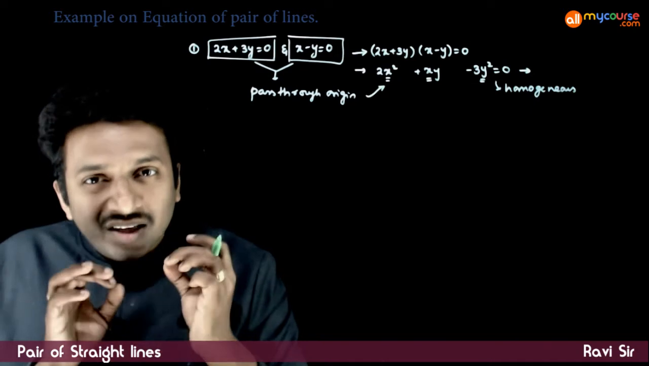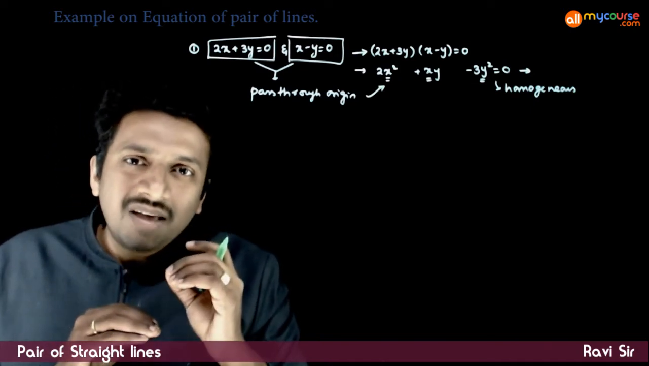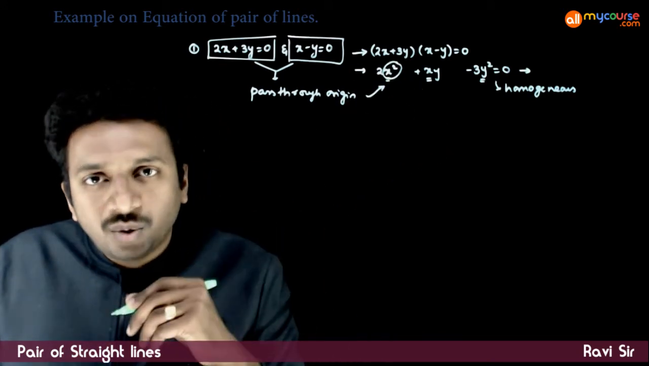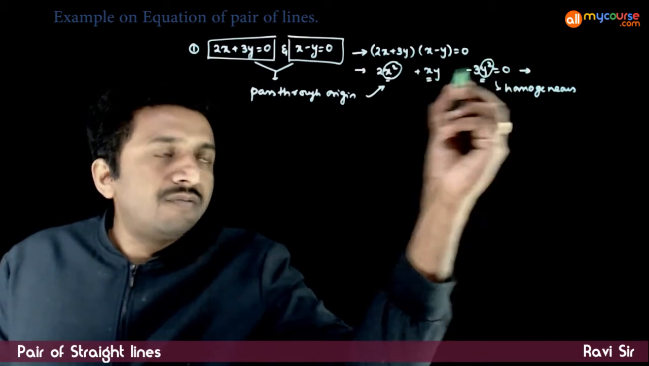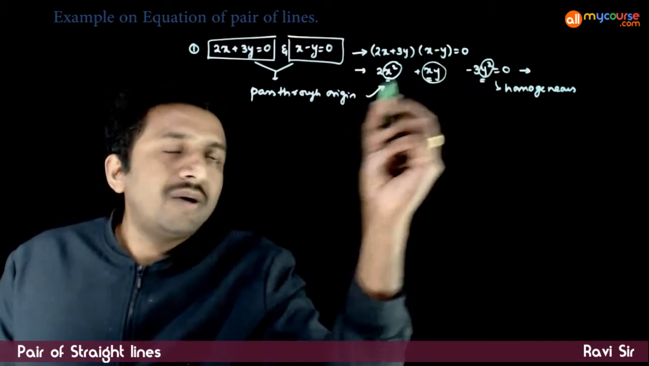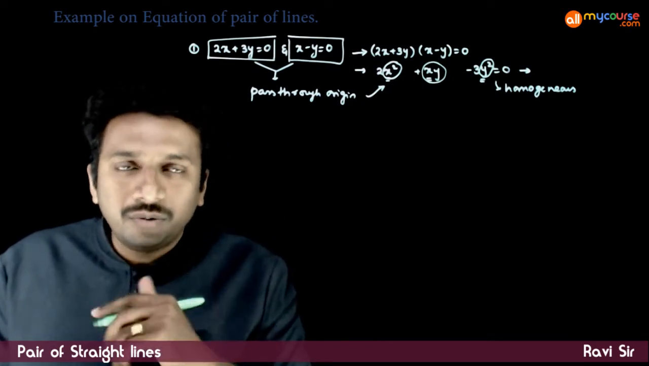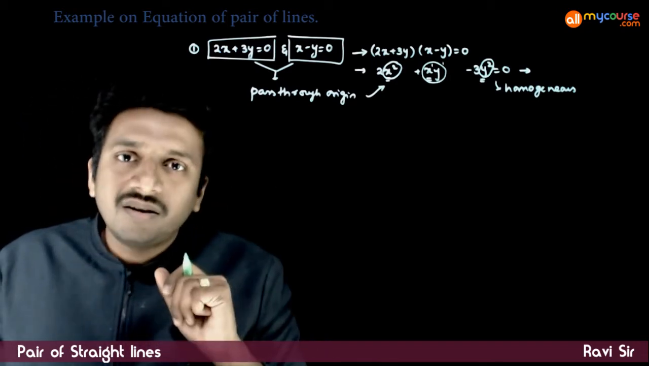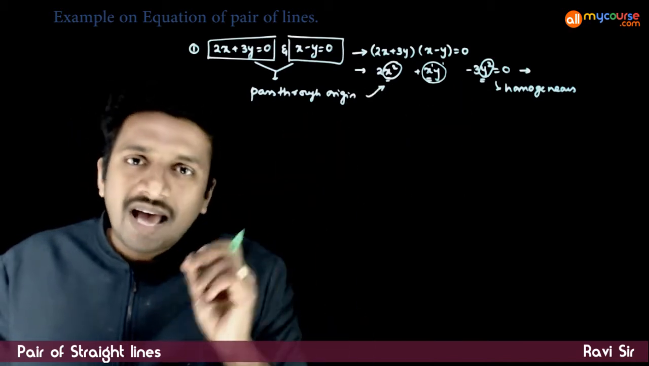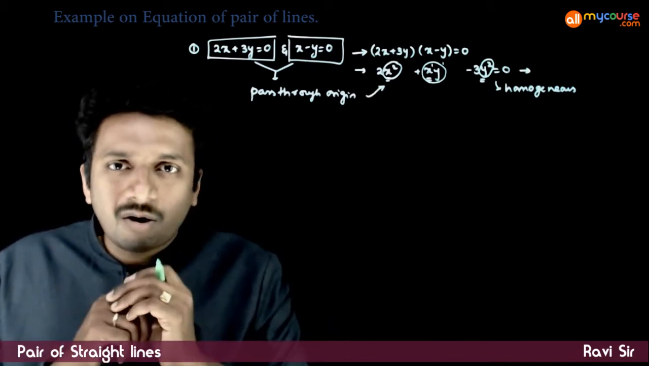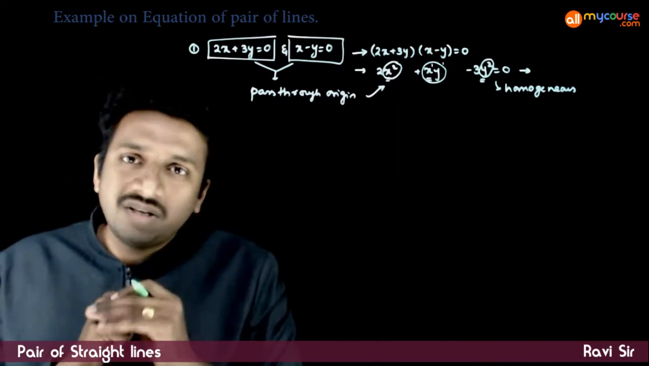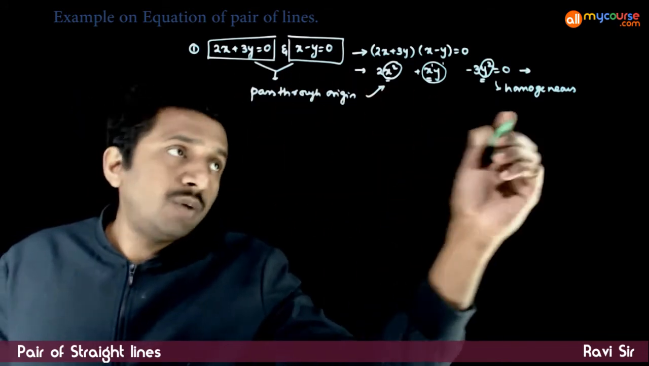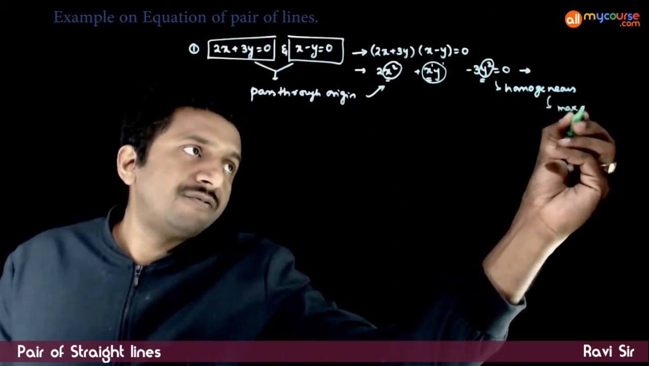Homogeneous simply means that every term will have the same effective power of variable. That is, the first term has a power of variable equal to 2. The last term has the power of variable equal to 2. The middle term also has the effective power of variable equal to 2. That is, x has a power of 1, y has a power of 1, so the effective power of the variable is 2. So if each term has the same power of the variable, then such equations are called homogeneous equations. So if the lines pass through origin, you get a homogeneous equation, and you get a maximum of 3 terms.